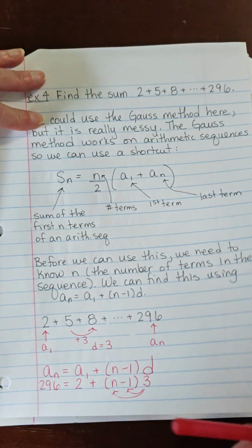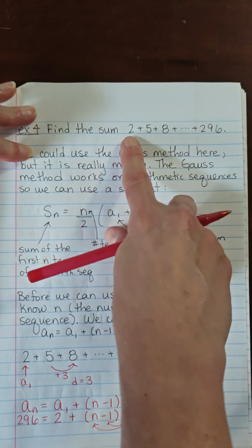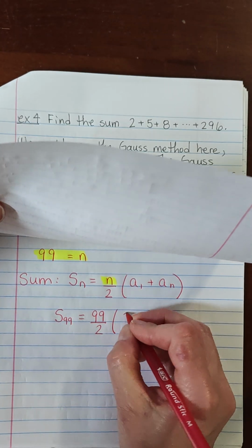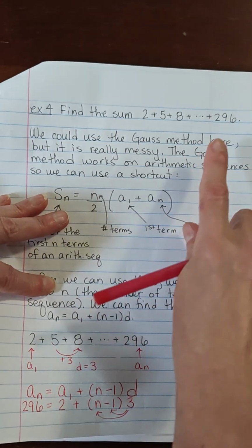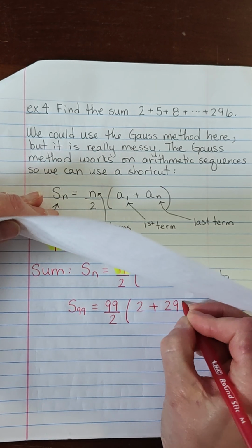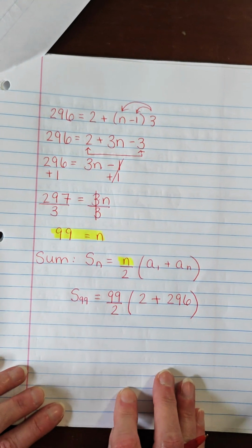Now, a sub 1 plus a sub n. Let's go back. Remember, a sub 1 is your first term. A sub n is your last. There's my sequence. My first term is 2. My last term, oops, keep bumping that tripod, is 296. I'm going to end up with some motion sickness if I keep bumping that tripod.